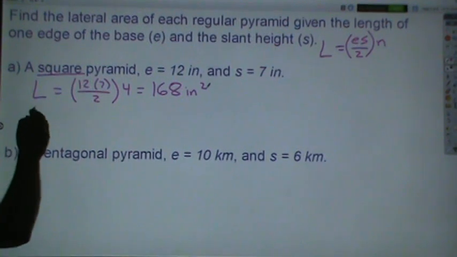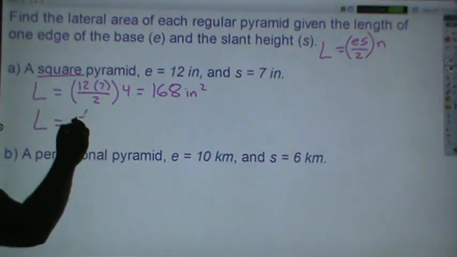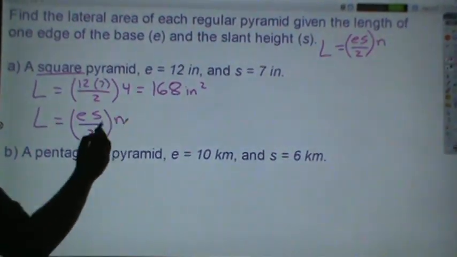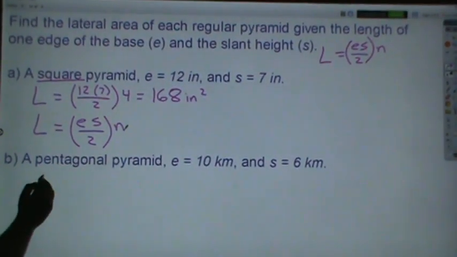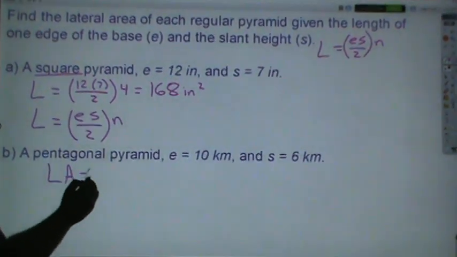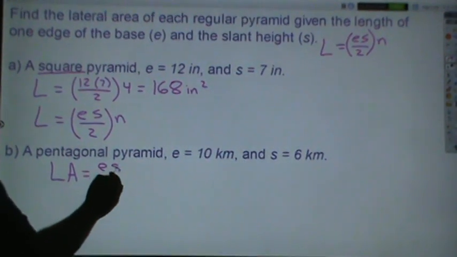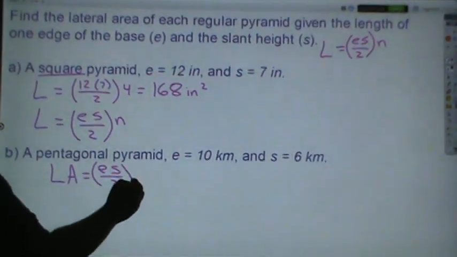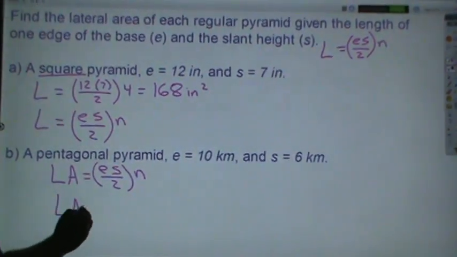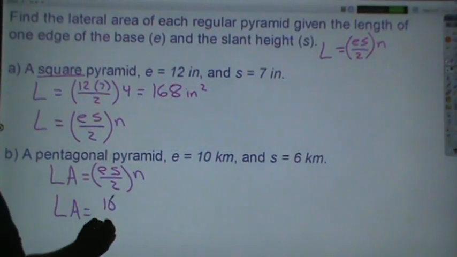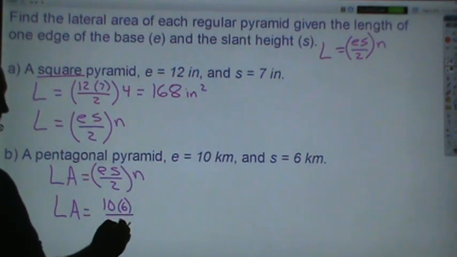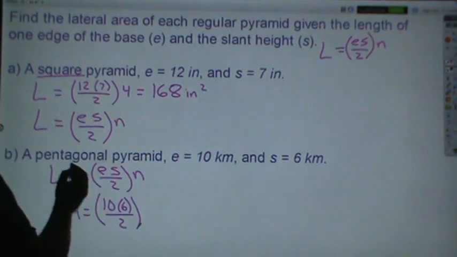Using that formula, remember, lateral area equals edge times slant height divided by 2 times the number of surfaces. We're going to use that formula to do part B too. Lateral area, I'll show you another way to write it: capital L, capital A. Lateral area is equal to edge times slant height divided by 2 times the number of lateral surfaces. So in this case, we'll have lateral area equals edge 10 times slant height 6 divided by 2 times the number of lateral surfaces.